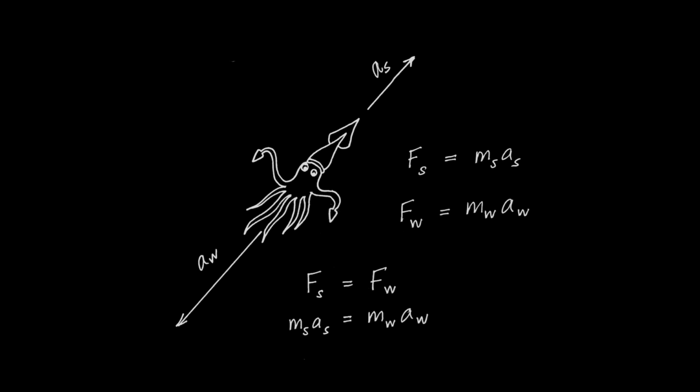So I can say the force exerted on the squid is equal to the force exerted on the water. So the mass of the squid multiplied by the acceleration of the squid is equal to the mass of the water multiplied by the acceleration of the water. The forces are equal and opposite. The accelerations are in proportion to the mass.